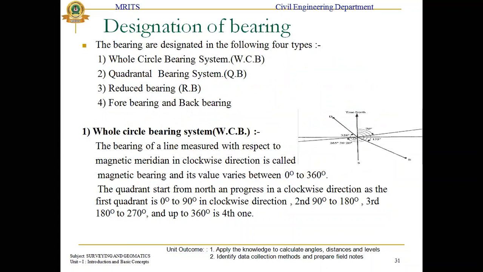Coming to the divisions of the bearing, there are types: whole circle bearing, continental bearing, reduced bearing, and forward bearing and back bearing. Whole circle bearing covers the whole area, meaning four phases: phase 1, phase 2, phase 3, phase 4. Here, the first coordinate is called again for another point, with another name.